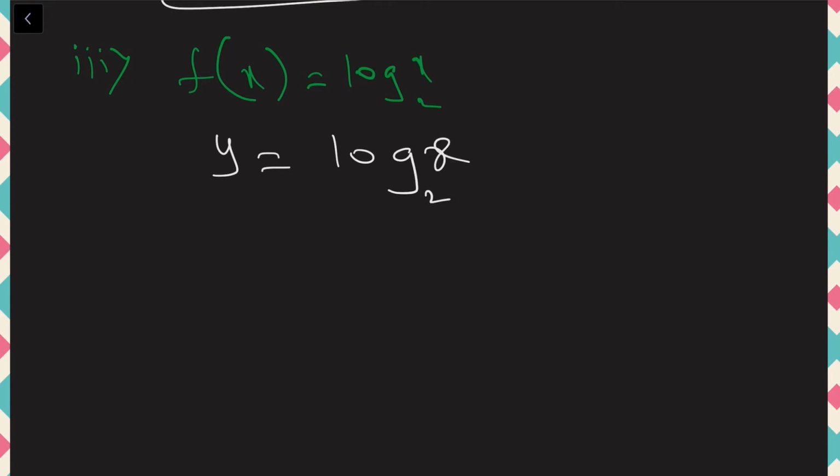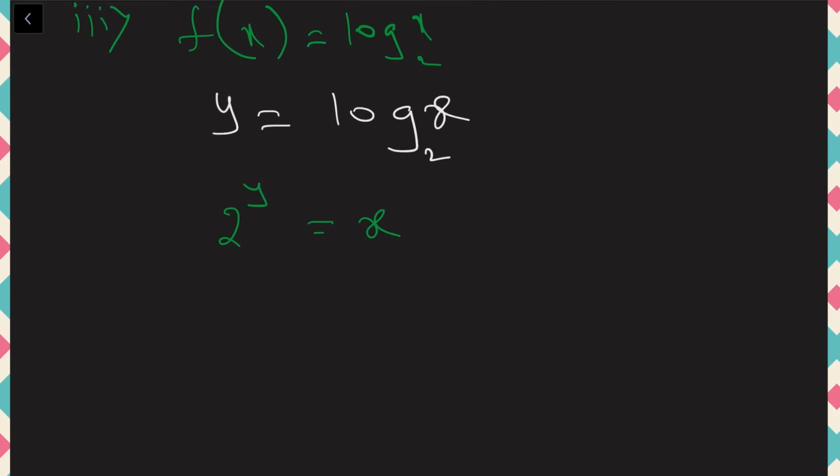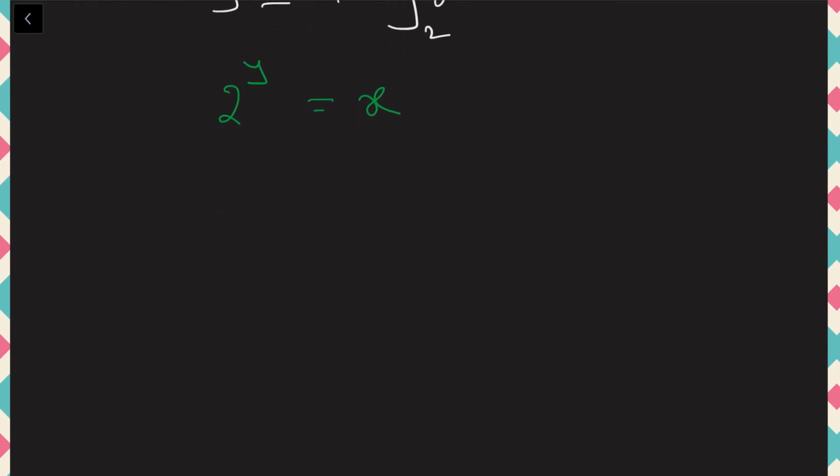To get the x value, it is in logarithmic form, convert it to exponential form. Then we will get 2 power y is equals to x. Now replace the x and y alphabets. 2 power x is equals to y. Replace y with f inverse x. So f inverse of x is equals to 2 power x.